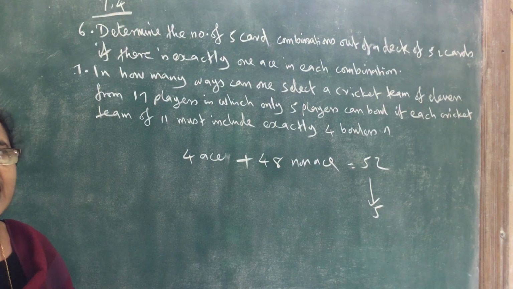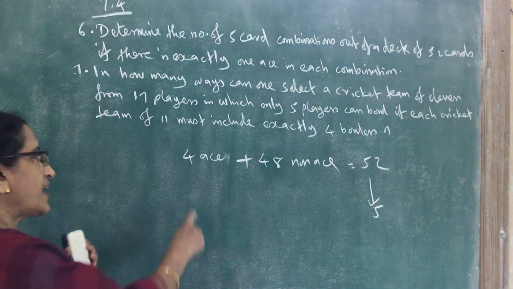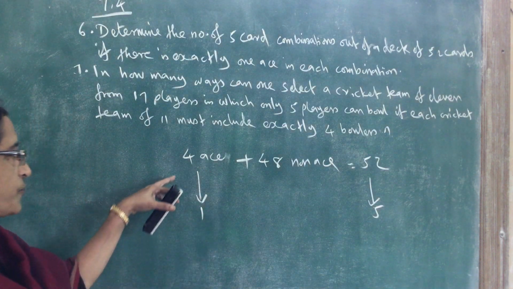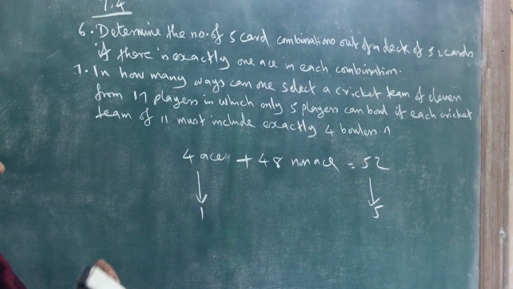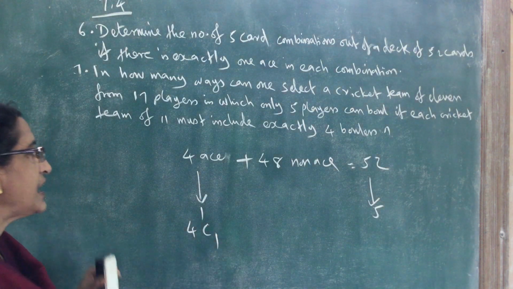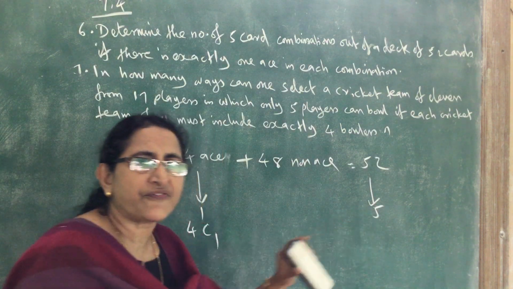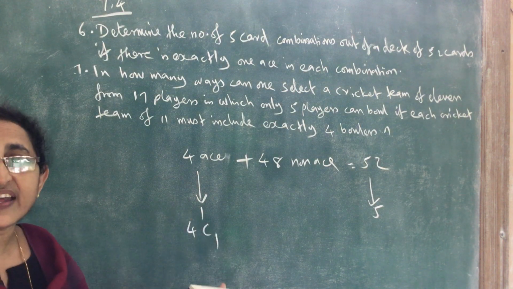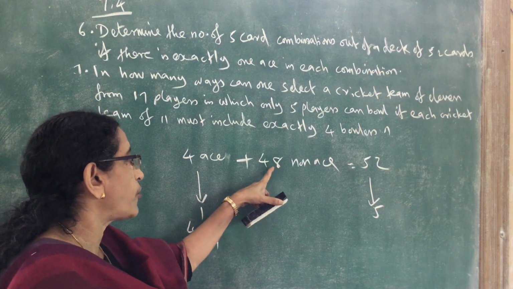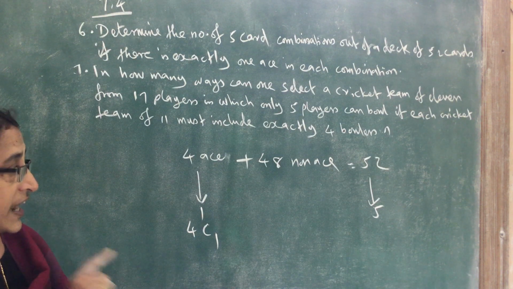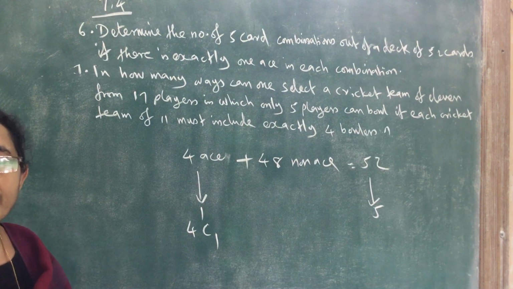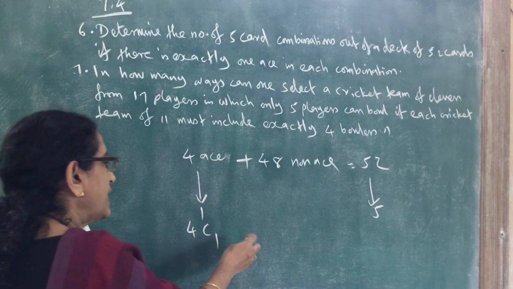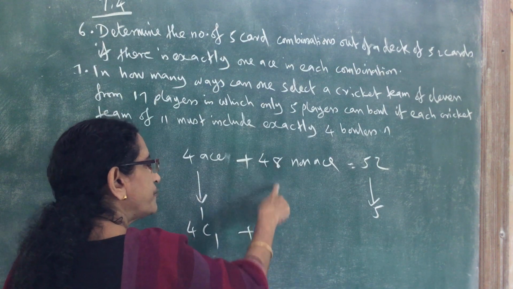So how many ways can we select the 5? There are 4 aces in the deck, and from the 4 aces we need one ace. That can be selected in 4C1 ways. We want a total of 5 cards. One is an ace, and the remaining 4 can be selected from the 48 non-ace cards, because it should contain exactly one ace.